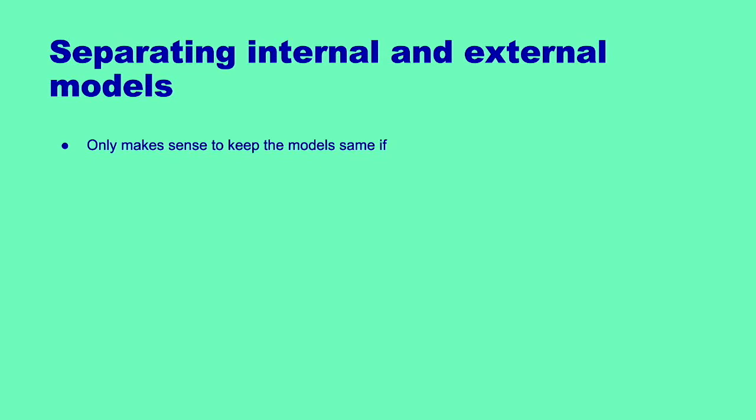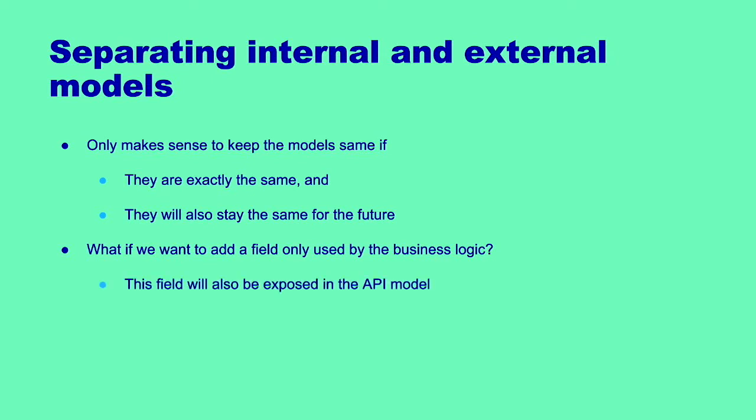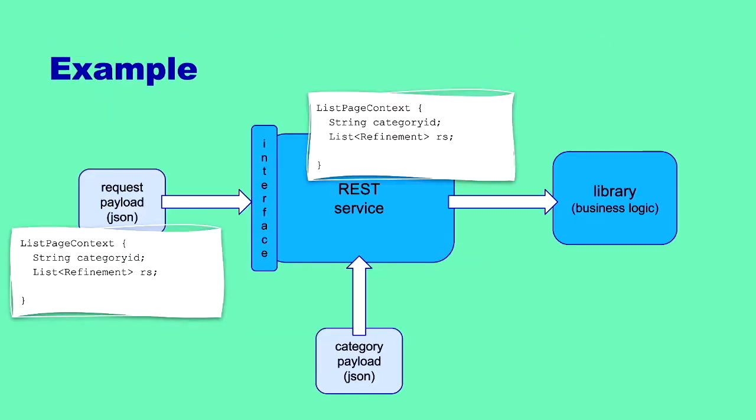Firstly, it only makes sense to keep the models the same if they are exactly the same, and they will also stay the same for the future. So what if we want to add a field only used by the business logic? Now this field will also be exposed in the API model, and this is a potentially breaking change. So let me quickly illustrate this with an example.